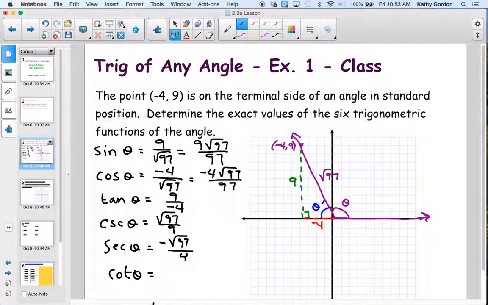Is it wrong if I move the negative up to the square root? No, remember negatives can go top or bottom or out in front. Just one of those three, don't double up. All right, finally, cotangent. -4/9. So by finding the 6 trig functions of this reference angle, I have also found the 6 trig functions of this original angle that I was actually being asked about. So these are the trig functions that I am interested in. Okay, does that make sense?